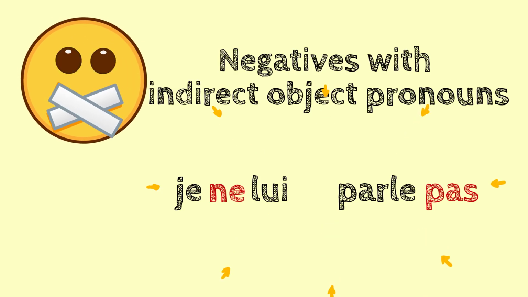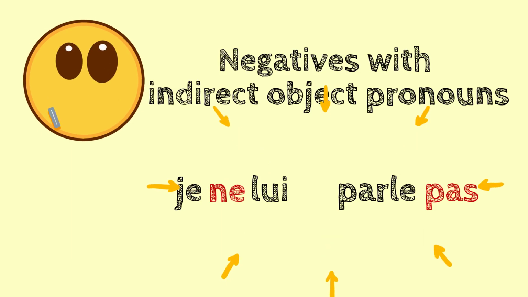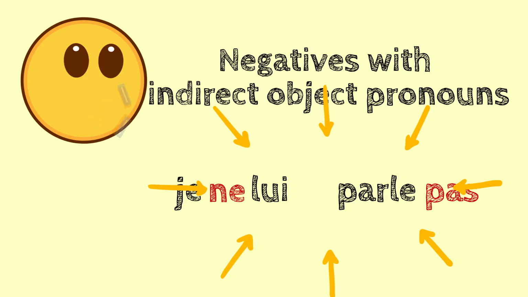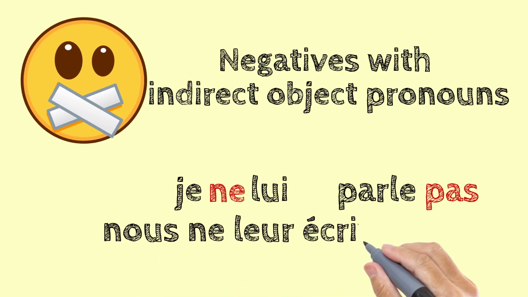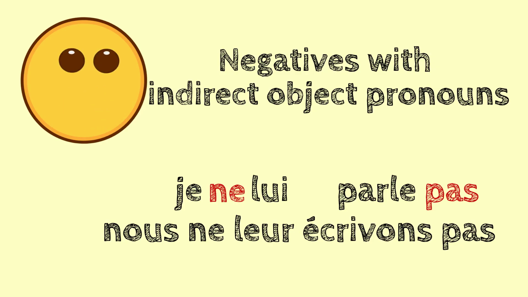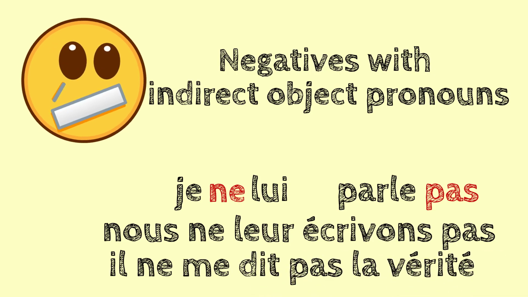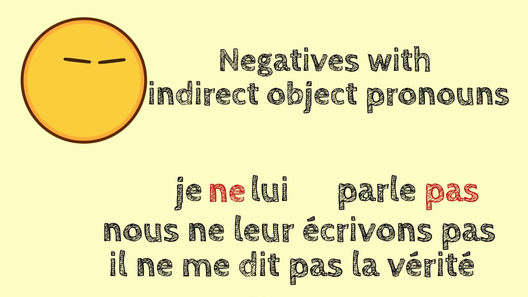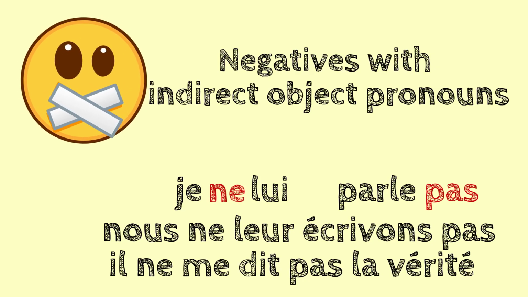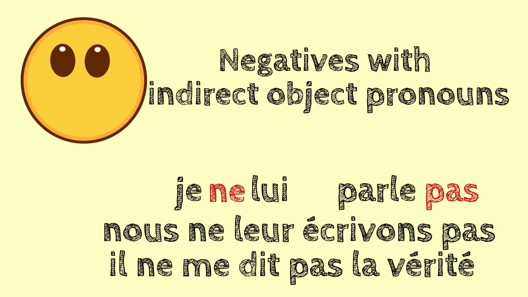Je ne lui parle pas. I do not speak to him or I do not speak to her. Similarly, nous ne leur écrivons pas. We do not write to them, or we are not writing to them. And il ne me dit pas la vérité. He is not telling me the truth. Note in all these cases, the ne and the pas go around both the indirect object pronoun and the verb.